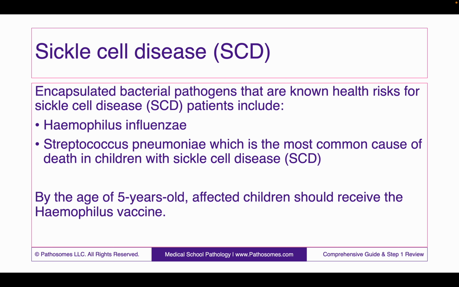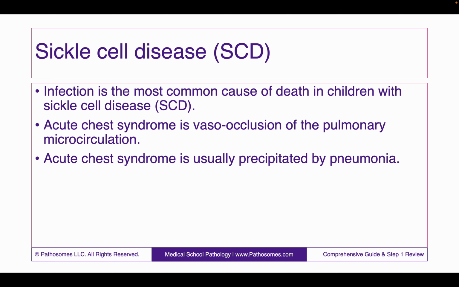Encapsulated bacterial pathogens that are known health risks for sickle cell disease patients include Haemophilus influenzae and Streptococcus pneumoniae. It's commonly asked about these conditions, but you know them. Streptococcus pneumoniae is the most common cause of death in children with sickle cell disease. It's very unfortunate. By the age of 5 years old, affected children should receive the Haemophilus vaccine. Infection is the most common cause of death in children with sickle cell disease.